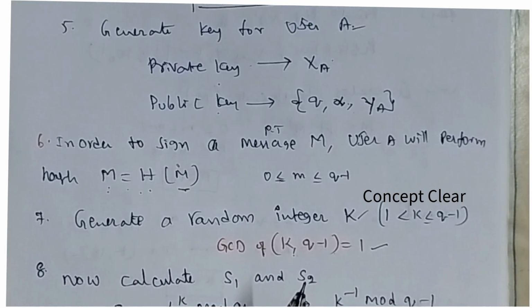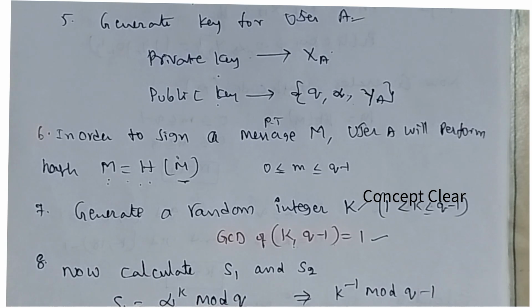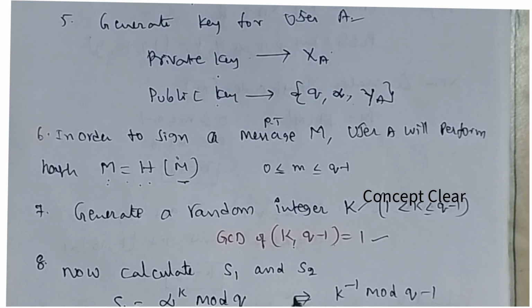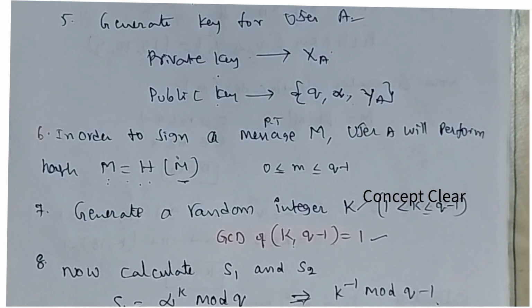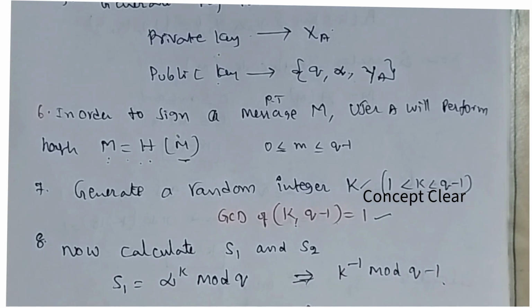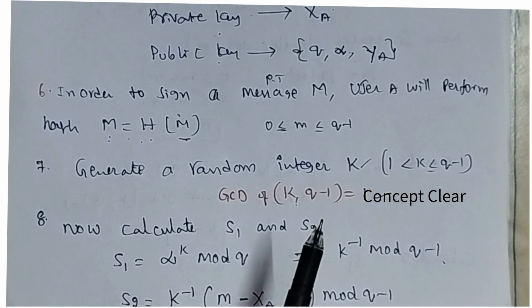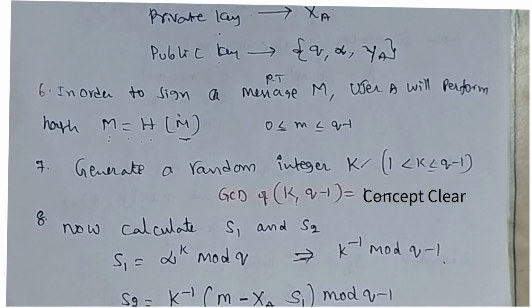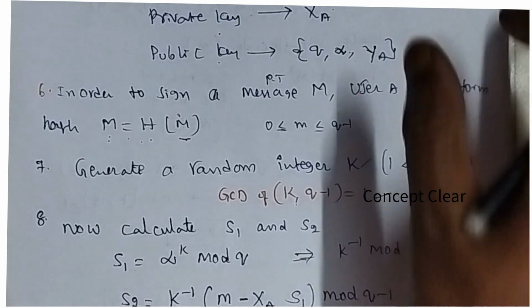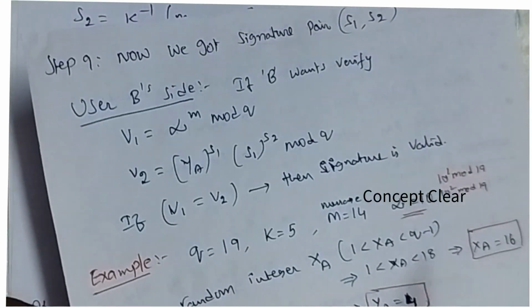What are the formulas for s1 and s2? The s1 formula is s1 equals alpha power k mod q. And what is the s2 formula? s2 equals k inverse times (m minus xa times s1) mod q minus 1. These are the two formulas we have to remember for the exam.